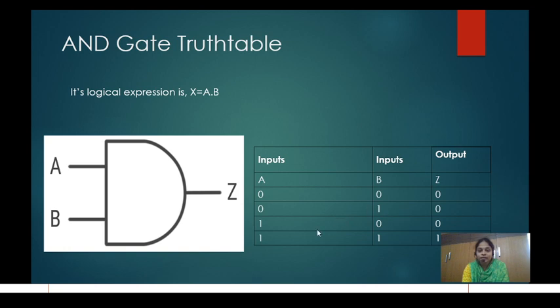The output of the AND gate will be high when both the inputs are high. In the remaining cases, the output of the AND gate is 0. High means 1, low means 0. So both inputs high means both inputs are 1, and output high means output is 1. In the remaining cases, the output is 0. That is the AND gate truth table.